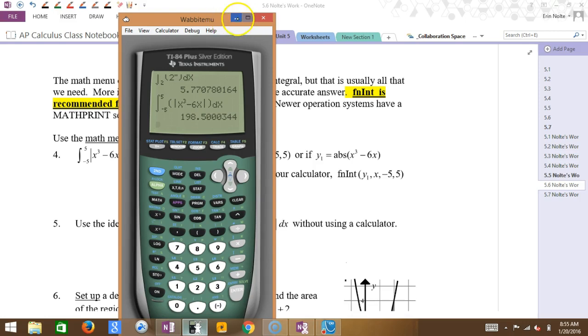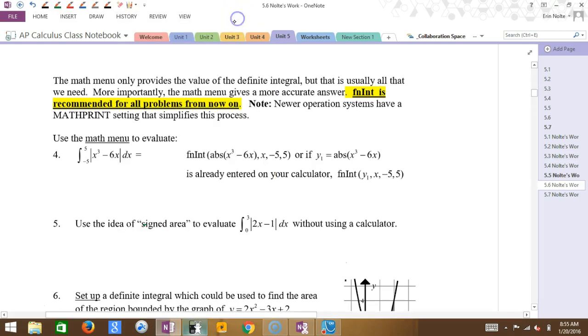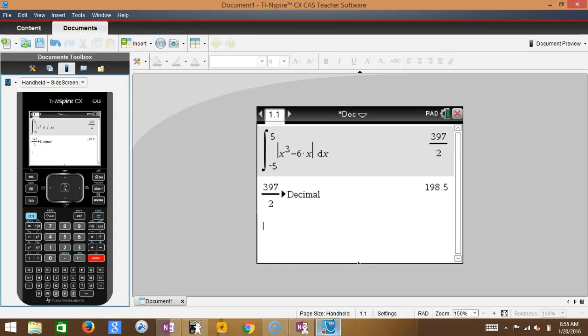Okay, so let me show you how to do this on the Inspire real quick. So grab your Inspire. I have one extra one right here. Oh, well, there's still one right there.